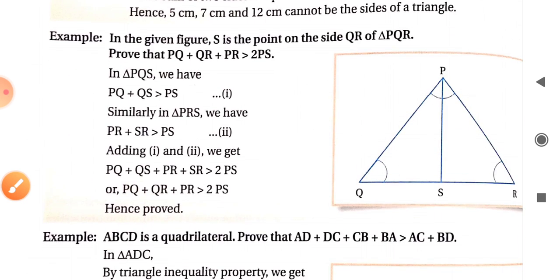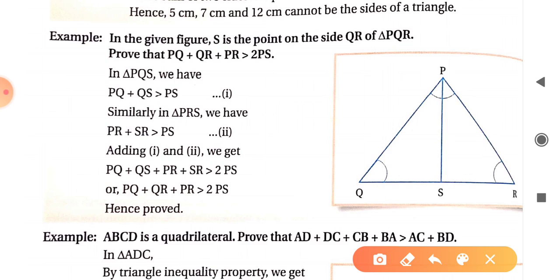Next example: in the given figure, S is a point on the side QR of triangle PQR. We are given a triangle PQR, and we have to prove that PQ plus QR plus PR is greater than 2PS. We have to take 2PS on one side, and the rest of the sides should be written on the other side. So there are two triangles in triangle PQR. First triangle is PQS and second is PRS. So we will take these triangles one by one.